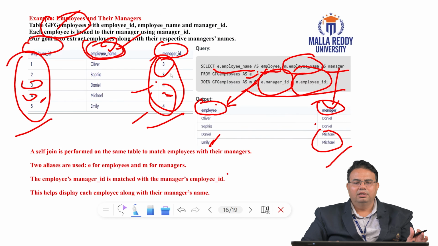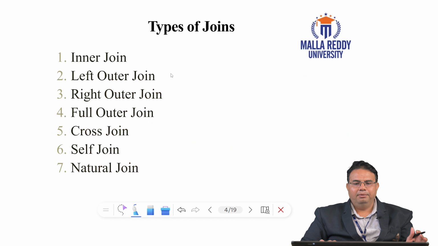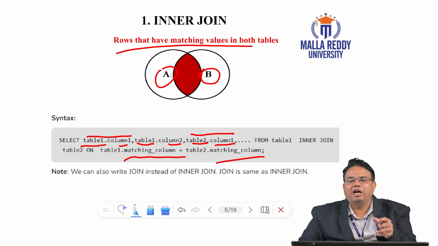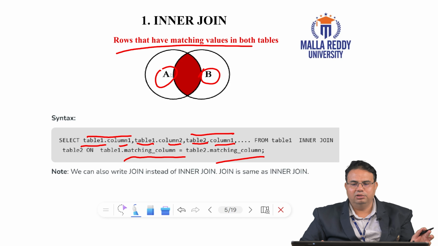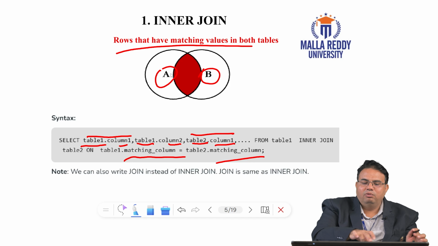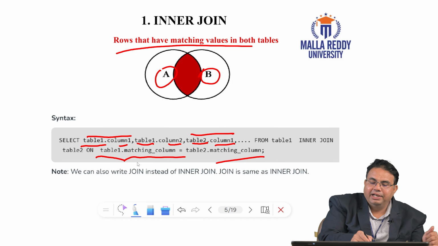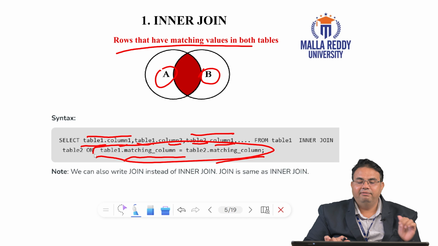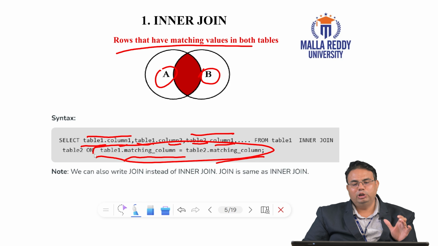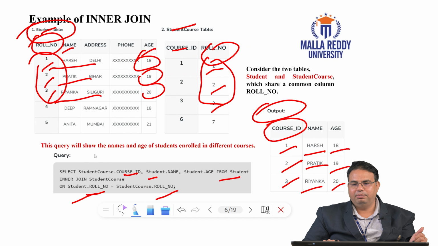So what is it? In inner join, what did I explain? Inner join: rows that have matching values in both tables. And here in this inner join, what did we use? In inner join, we used this combination. That is, we applied one condition over here. So based on that condition, matching rows are displayed.